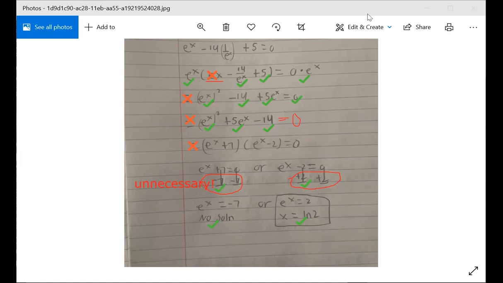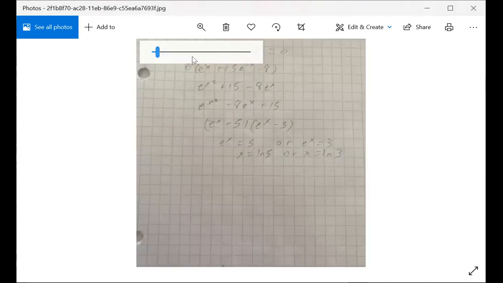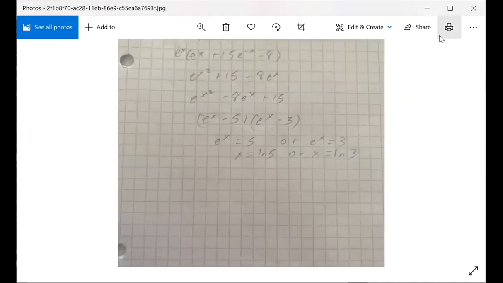Okay, so let's look at the other piece of work. Let's see who's next. That's Andy's. All right, thank you, Andy, for sharing. Let's look at Andy's work. I'm going to make it just a little bit larger.